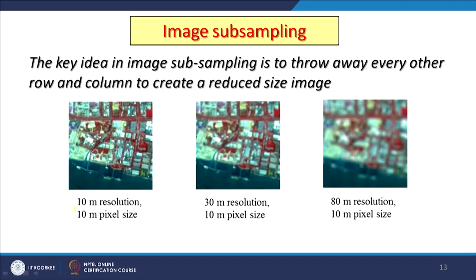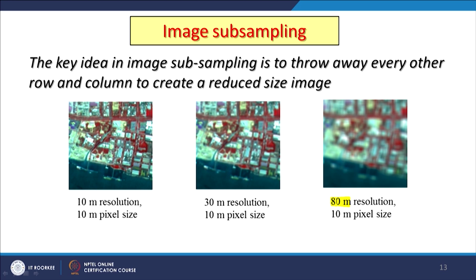Reverse means subsampling can be done, and an image which has been acquired by a sensor at 10 meter spatial resolution can be subsampled to 80 meter resolution as shown here. So, basically the idea of image subsampling is to reduce the number of pixels in an image, that is, throw away every other row and column to create a reduced size image.